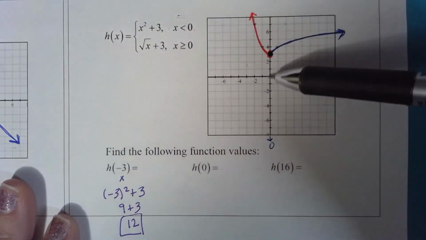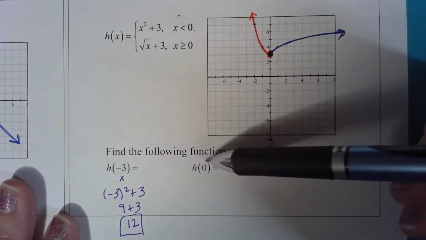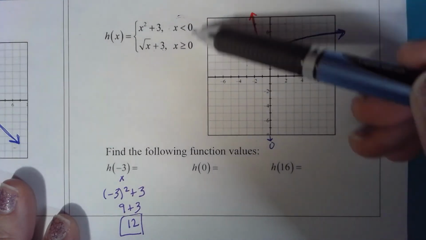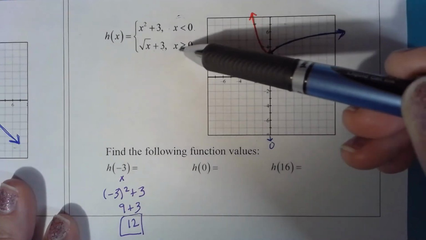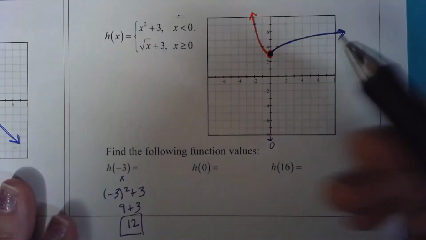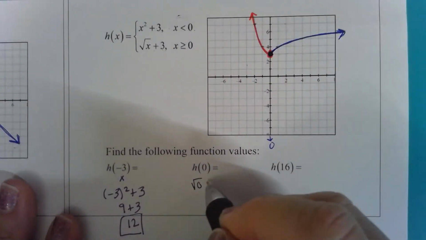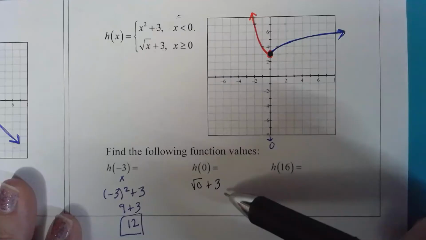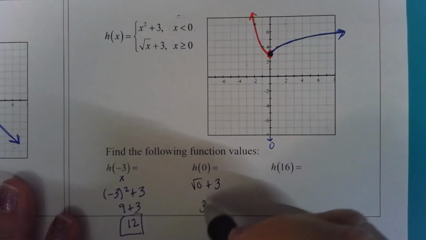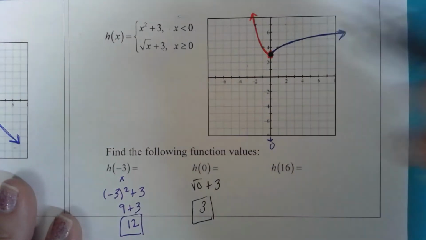H of 0. Well, by the way, we can see that in our graph. But h of 0, which of these domains include 0? This one, because it says or equal to 0. So we're going to plug this one into the second equation. And I get 3, which doesn't surprise us because we see it on the graph.